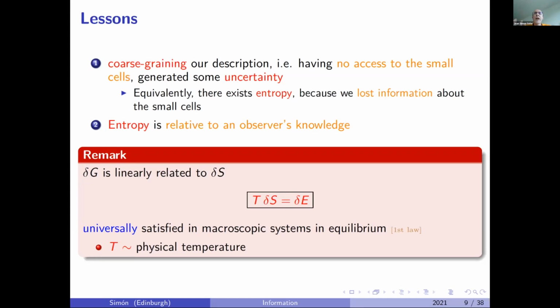What I want you to take home, if you have not thought about these things, is that if I give you any system, it may be physical or abstract, it doesn't matter, because Shannon is completely universal, that's part of the point. If I don't have a precise description of the system, which is what I will refer to as coarse-graining, I don't have access to all the specific details that identify the precise outcome. So that coarse-graining generates uncertainty, and the way to quantify that uncertainty is through Shannon's entropy. That's one way of thinking about it.